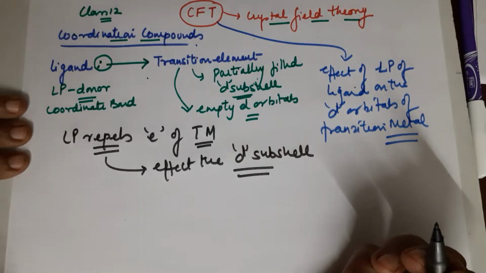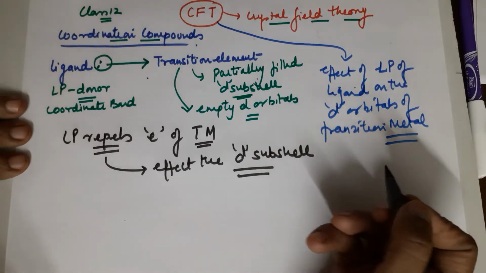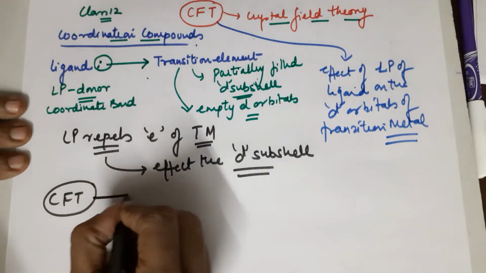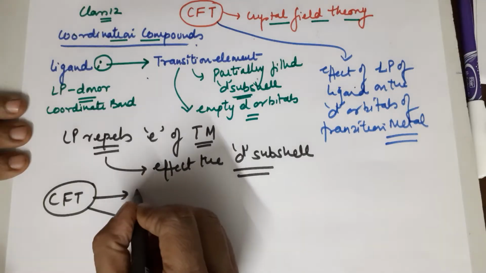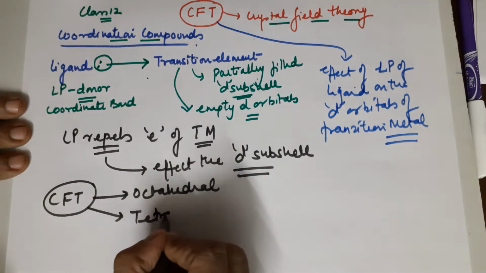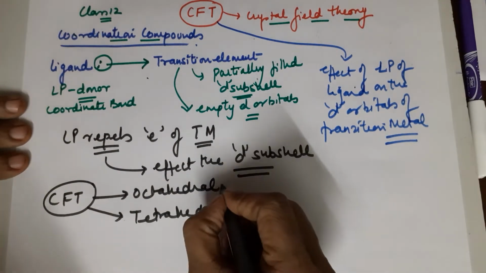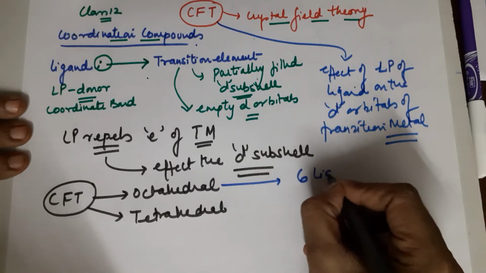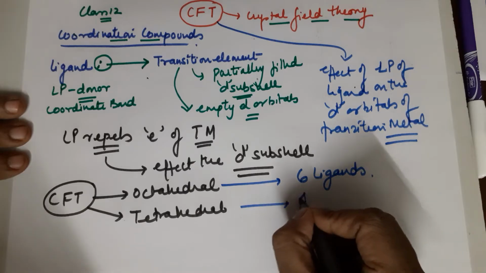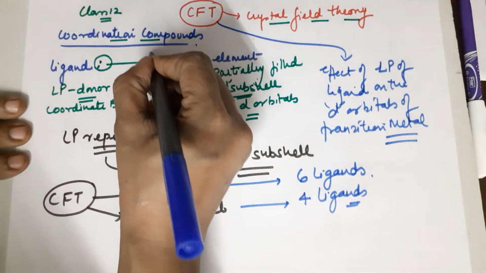Since we have to study the D subshell, you need to know what are d orbitals and how do they look like. Now, in this particular topic of crystal field theory, we would be taking up only two types of complexes. One is octahedral and the second is tetrahedral complexes. What is the major difference? In an octahedral complex, you would have 6 ligands. In case of a tetrahedral complex, you would have only 4 ligands which will be approaching the transition metal.